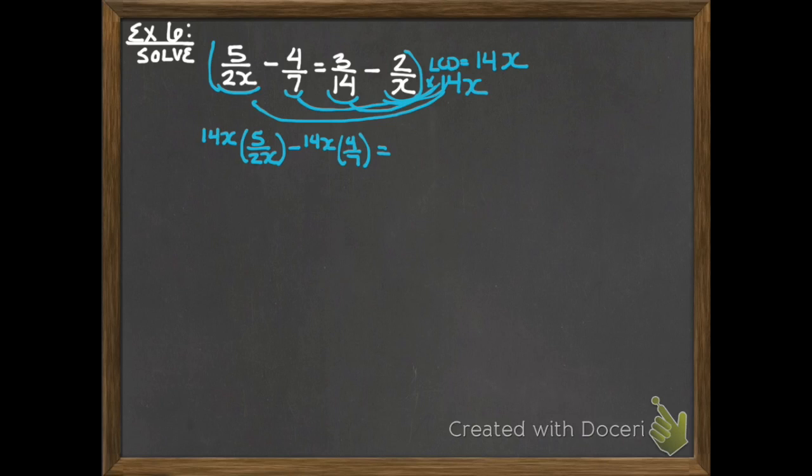You may not need to write this step. You might already start simplifying, which again is okay. Just be careful that you don't make any careless errors. 3 over 14, so 14x times the 3 over 14 minus the 14x times 2 over x.